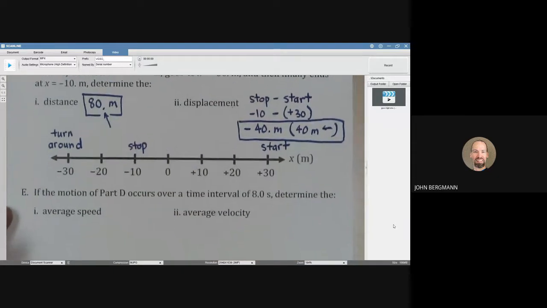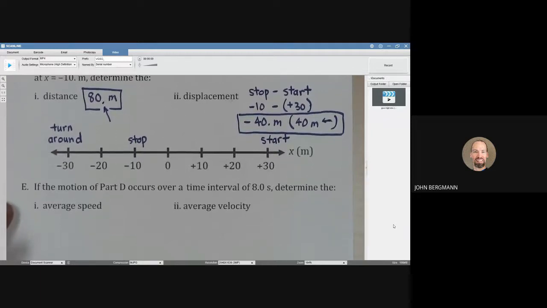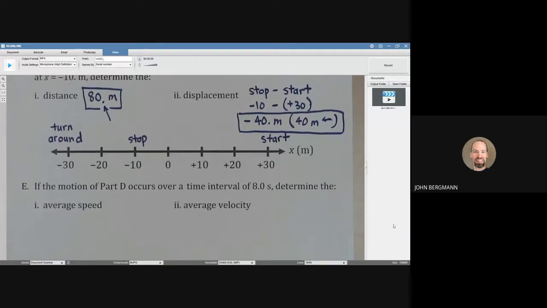All right, if the motion of part D occurs over a time interval of 8 seconds, determine the average speed. Speed is distance divided by time. Well, the distance is 80, the time is 8, so speed is 10 meters per second. With distance and speed, we never have a sign. We never put plus or minus. It is just a magnitude, and it's just written without a plus or a minus.